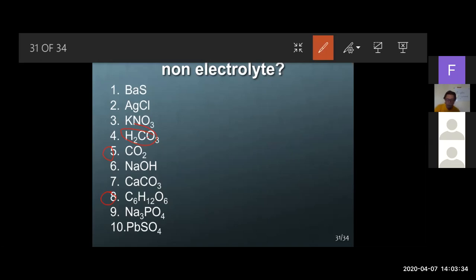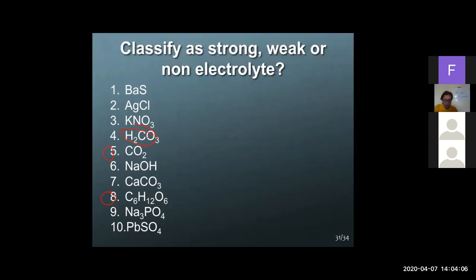So number 4, covalent, but it's an acid. And then go back to your list of, is it a strong acid or weak acid? Well, that is a weak acid. I don't see any other acids up here. So the rest of them are ionic compounds. The rest of them are ionic compounds, and we utilize the solubility rules to determine whether it's strong or weak.